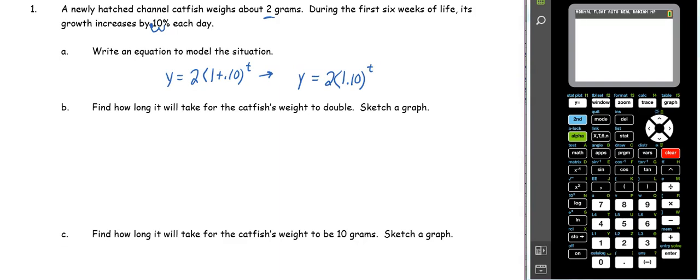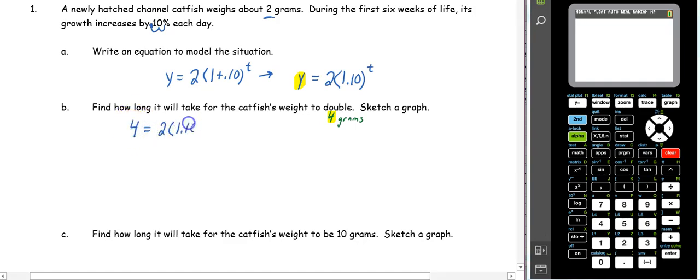In this case now, it says how long will it take for the catfish's weight to double? So if the original weight was 2, when we double the weight, it's going to be 4 grams. So we want to know, when is the fish going to be 4 grams? So we're going to take this 4 and substitute in for y. So when I write the equation, I have 4 equals 2 parenthesis 1.10 to the t power. So we're going to use our graphing calculator to solve for t.